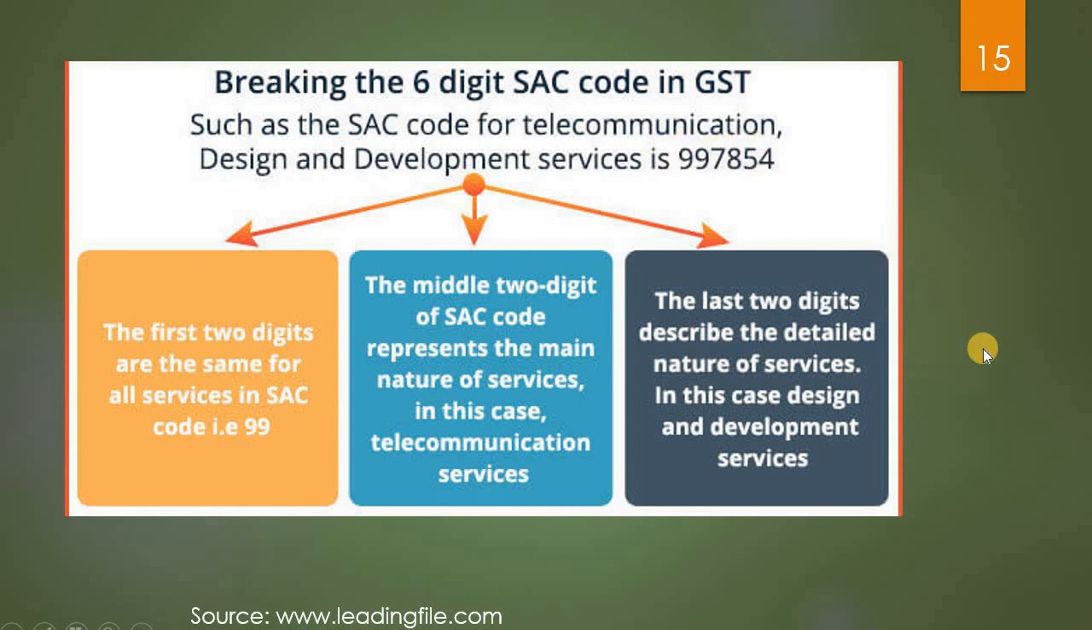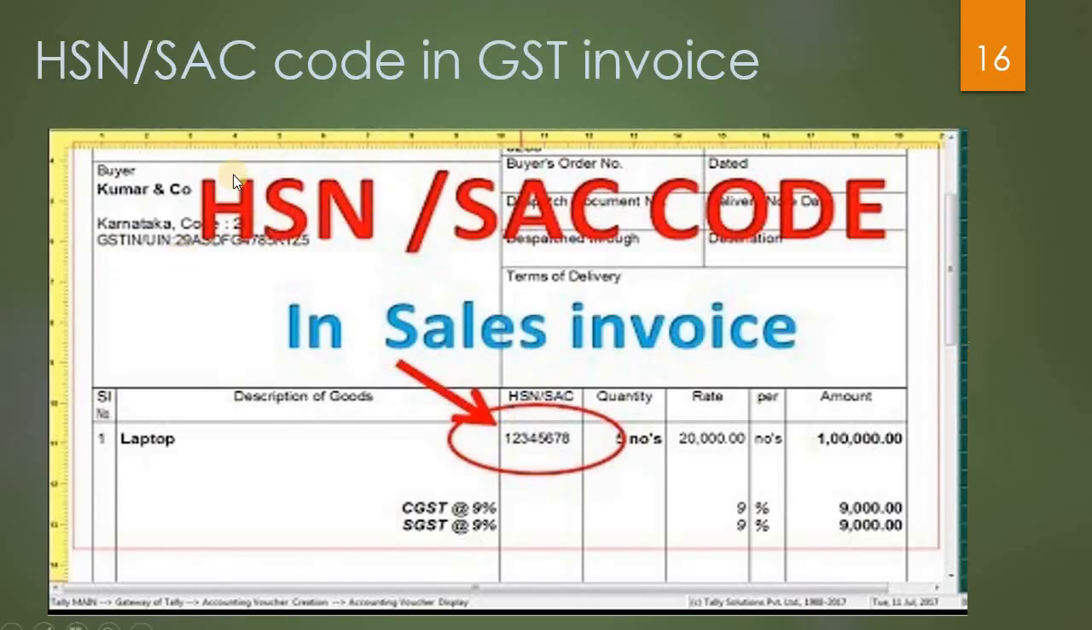So this is how the SAC code is explained in GST. Now how can we recognize HSN and SAC codes in a GST invoice? You can easily recognize them. This is the GST invoice. Here it is mentioned laptop, then the code is given, and that's all. After the description of the goods, there will be an HSN or SAC code. You can also tell whether it is a commodity or a service. If it is a service, then a 6-digit SAC code will be there. If it is HSN, then there will be an 8-digit code.